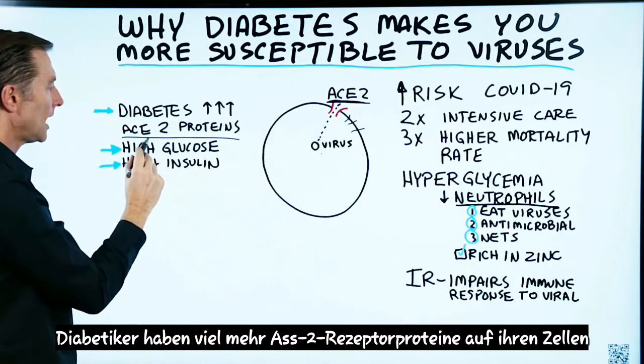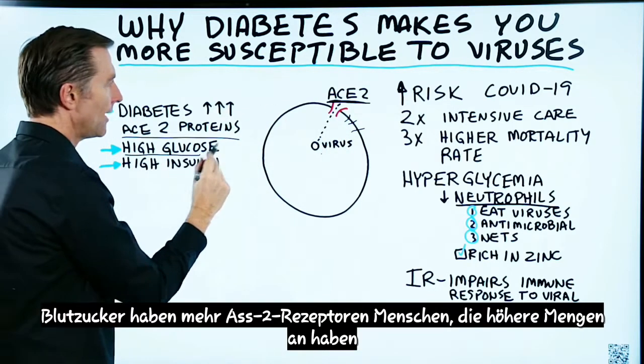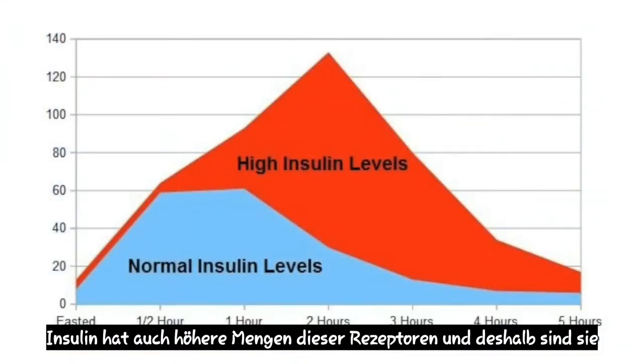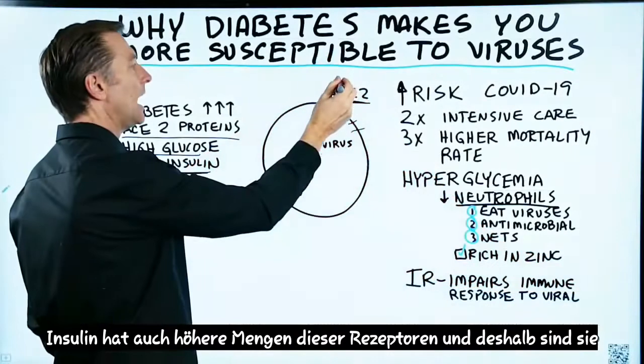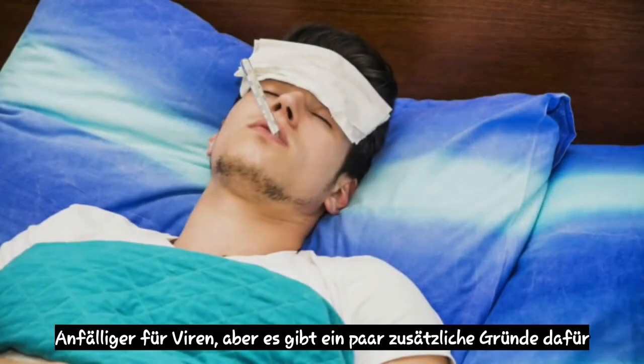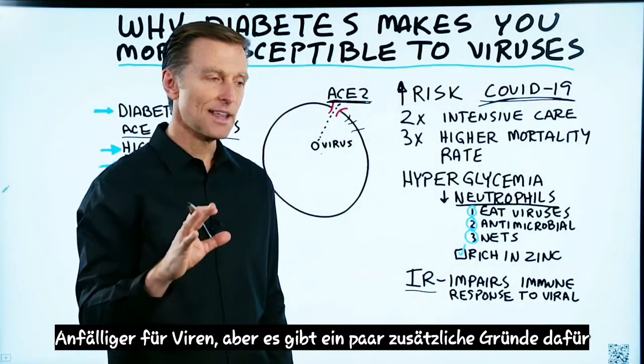People with high blood glucose have more ACE2 receptors. People that have higher amounts of insulin also have higher amounts of these receptors, and this is why they're more susceptible to viruses. However, there's a couple additional reasons that you need to know about.